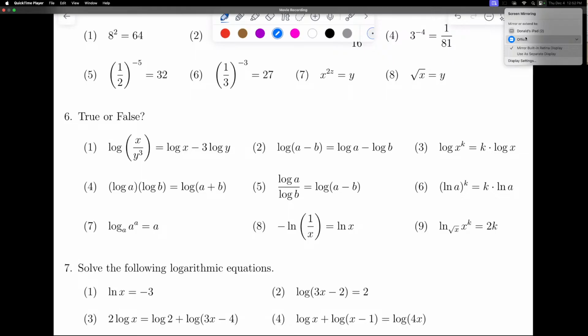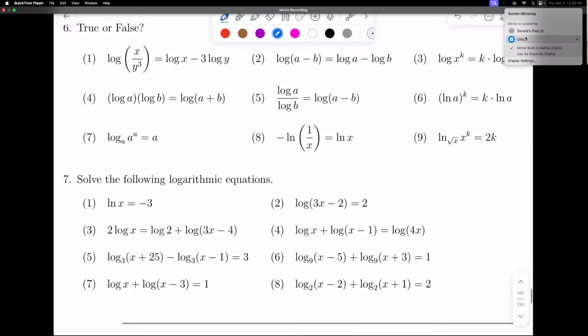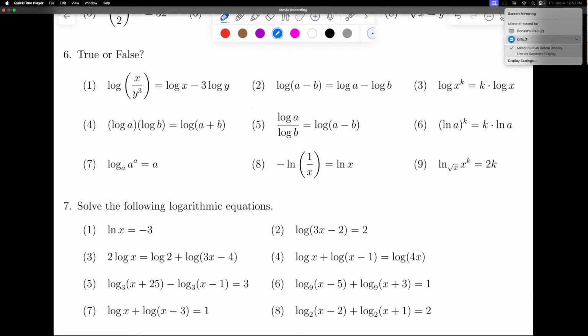Yes. Can you go over 6, 7, and 8? Yeah, of 6. That's a lot of questions. 6.6, 6.7, 6.8. 6.6? Okay, so this is a false.